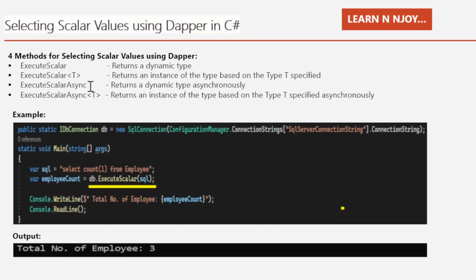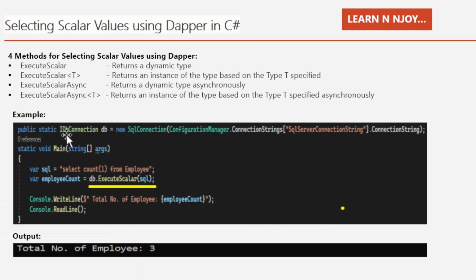ExecuteScalarAsync, so basically the async version of the method. It returns a dynamic type asynchronously. ExecuteScalarAsync<T> returns an instance of type based on the type T specified, asynchronously. Okay, let's see the example to understand it better.